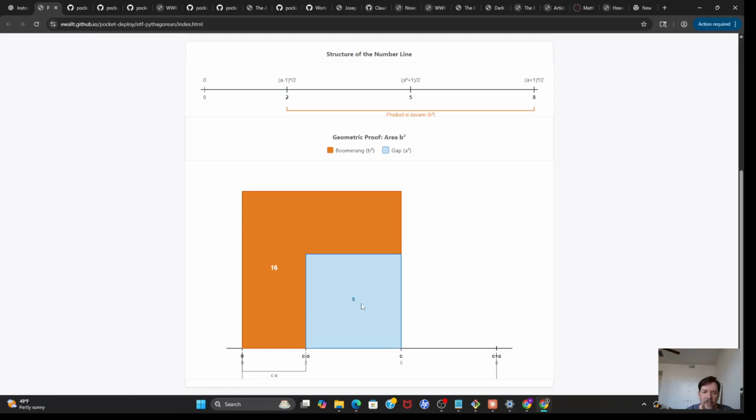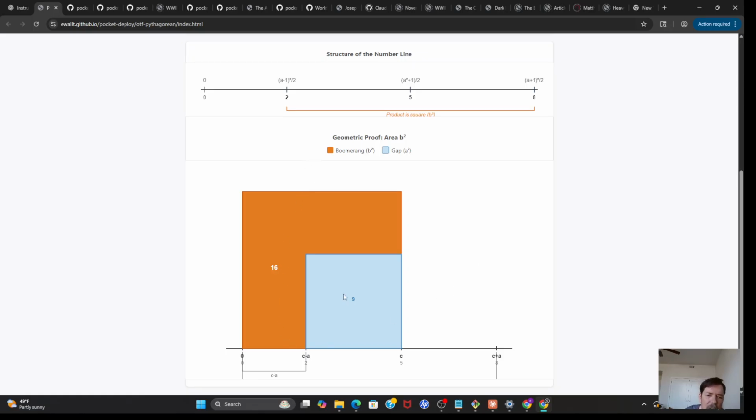Okay, and here is the geometric representation. So here we have A squared, and then here we've got this boomerang, which we'll look at in just a second, and then the big square is C squared. Okay, so what is the area of this boomerang?